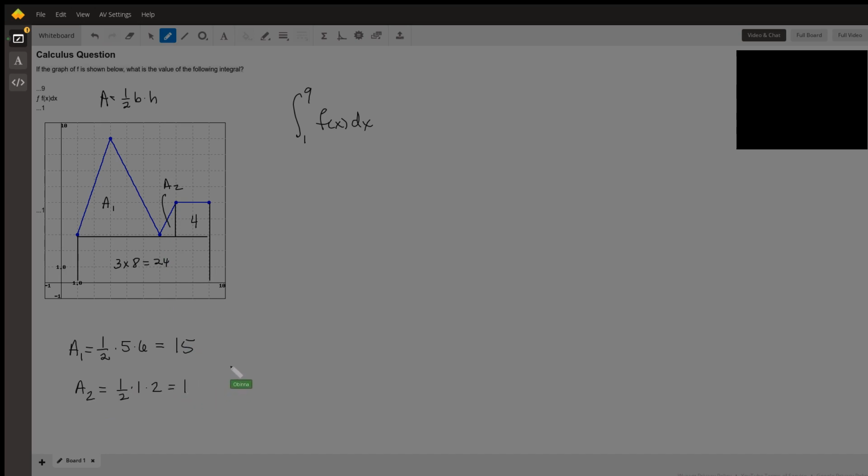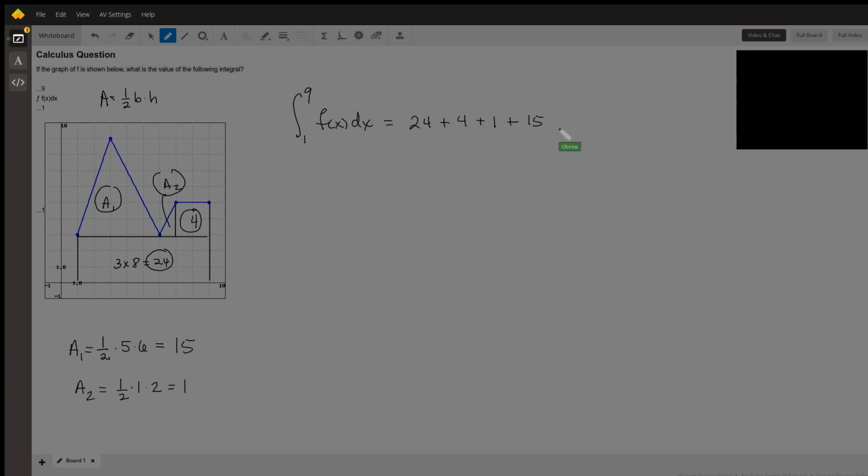So now I have all the areas of my pieces. I know this is 24. I know this is 4. I know A2 is 1, and I know A1 is 15. The value of the antiderivative is simply adding up all those values: 24 plus 4 plus 1 plus 15. Okay, so I grab my calculator. 24 plus 4 plus 1 plus 15, and I get 44.